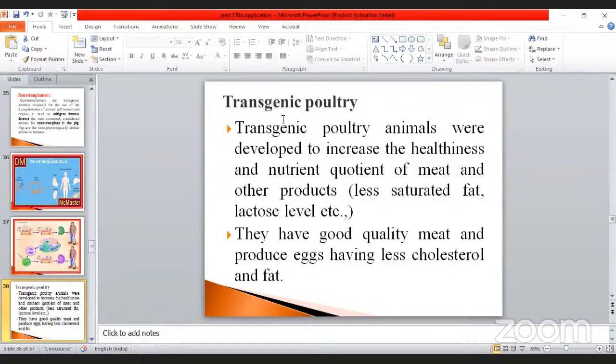Transgenic poultry animals were developed to increase the healthiness and nutrient quotients of meat and other products. What is meant by other products? Other product is nothing but egg. But in this category, when we use the transgenic poultry, what happened? The number of eggs is also increased, and at the same time there is less saturated fat and lactose. They have good quality meat and produce eggs having less cholesterol and fat.